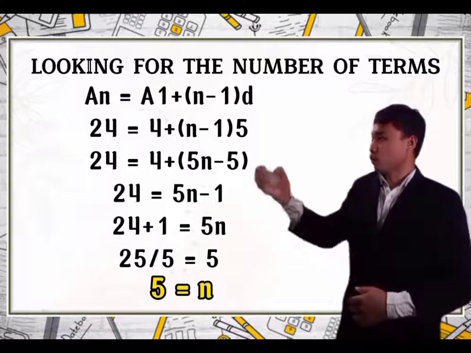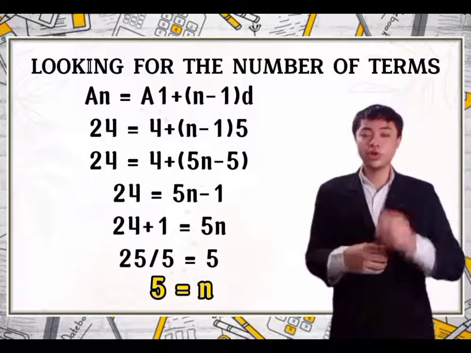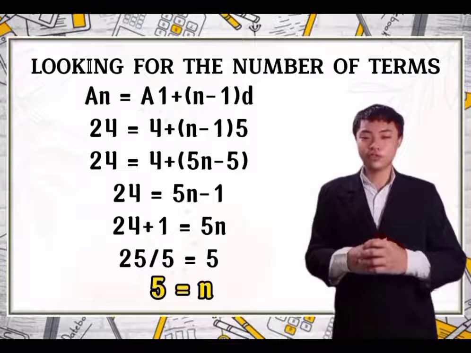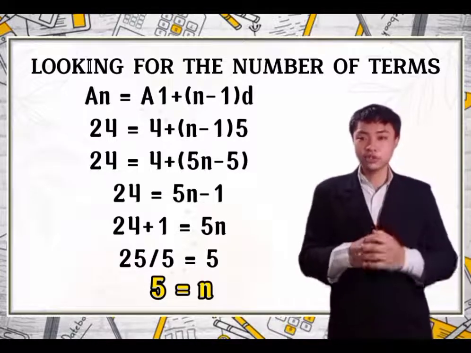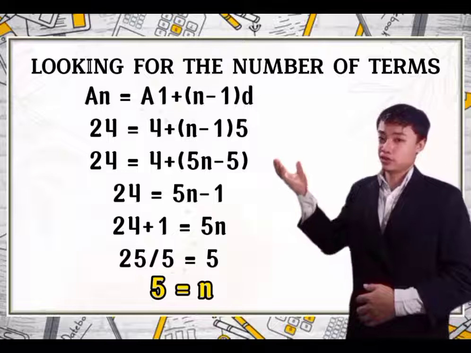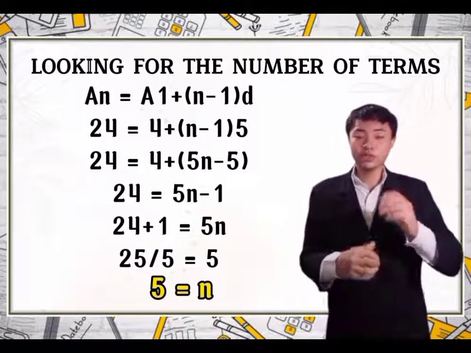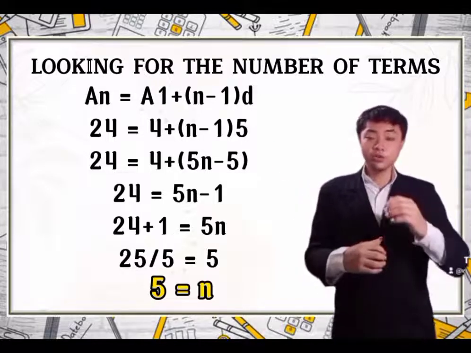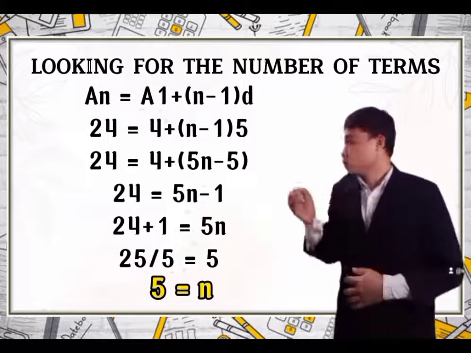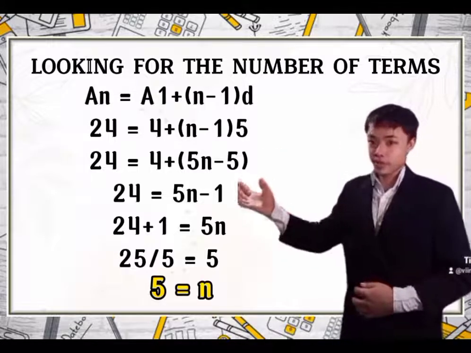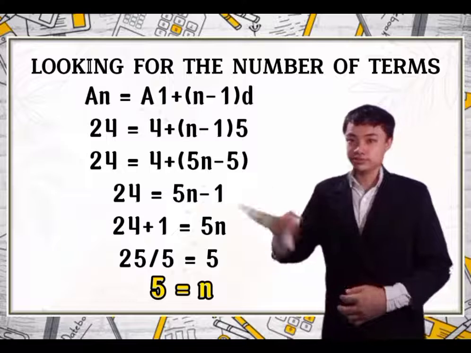24 equals 4 plus, we're going to apply the distributive property to n minus 1 times 5. So it becomes 5n minus 5. Now, we're going to simplify 4 plus 5n minus 5. So it results as 24 equals 5n minus 1.